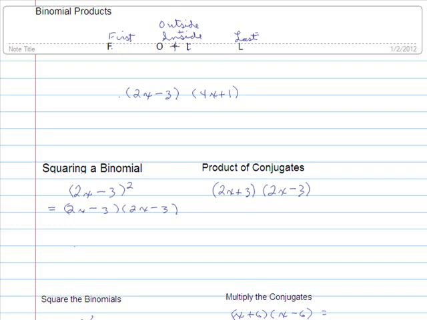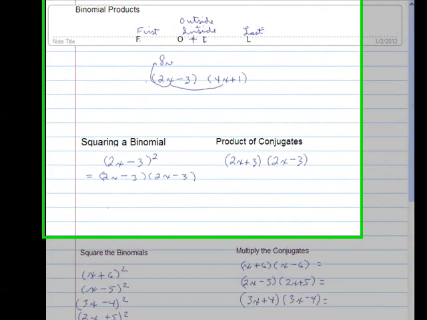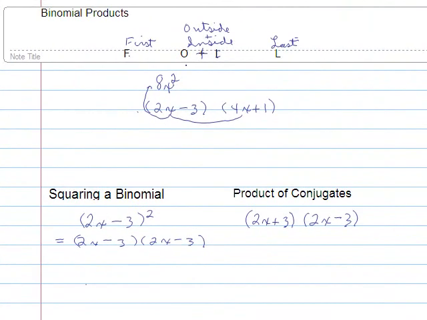F stands for first. It means to get the first term of your answer, multiply the first terms. So I'm going to take 4x and multiply it by 2x, and that's going to give me 8x squared for the first term of my answer. The L of FOIL stands for last, and it says to get the last term of your answer, multiply the last terms of the binomials. So I'll take negative 3 times positive 1. That'll give me negative 3, and that's my last term of my answer.